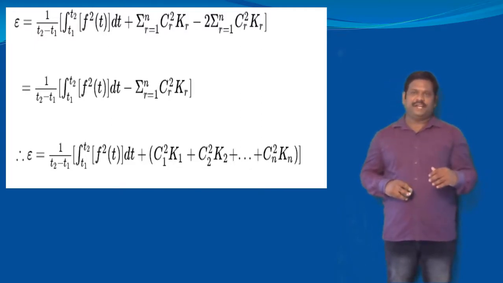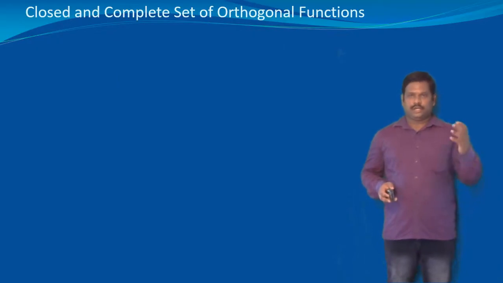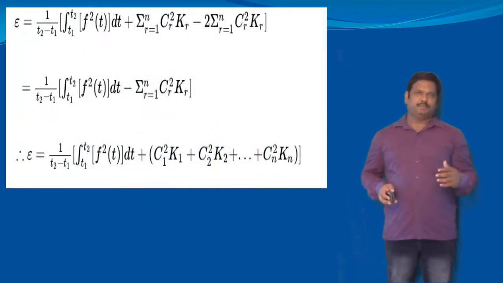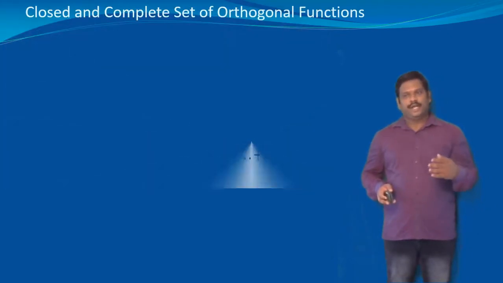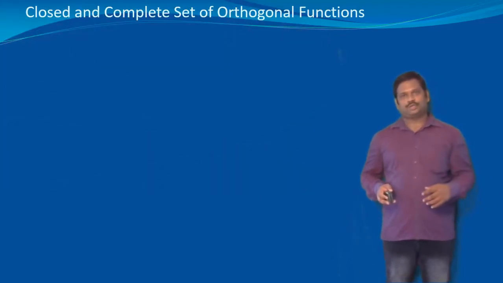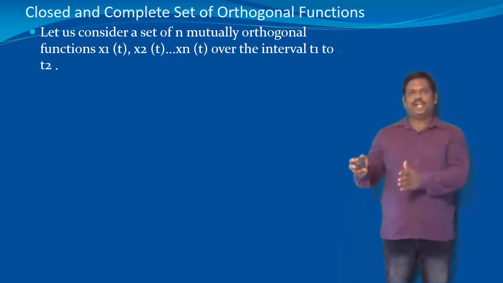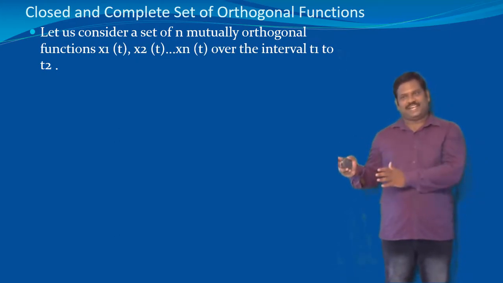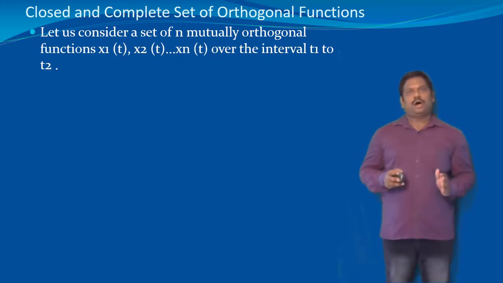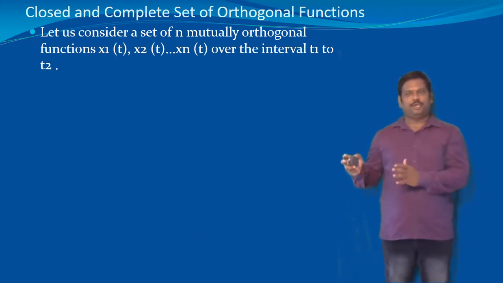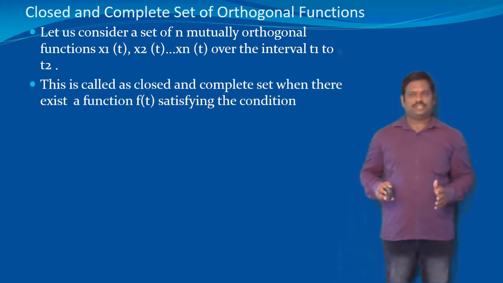We can take it by the simple examples of calculating the mean square error with the n number of functions. Next, the closed or complete set of orthogonal functions. In the closed or complete set of orthogonal functions, we have a set of n mutually orthogonal functions, that is x1 of t, x2 of t and so on up to xn of t, over the interval t1 to t2. These are the n number of functions.